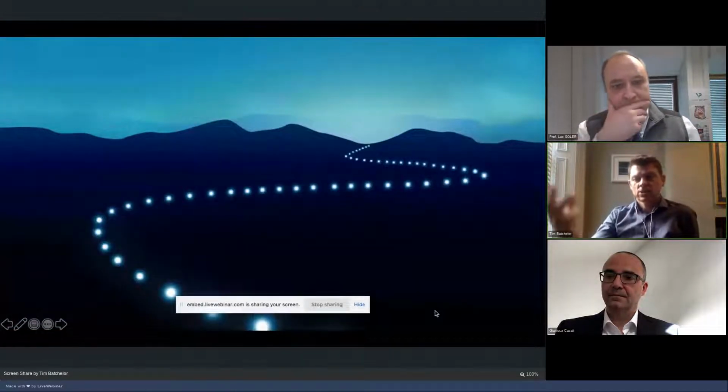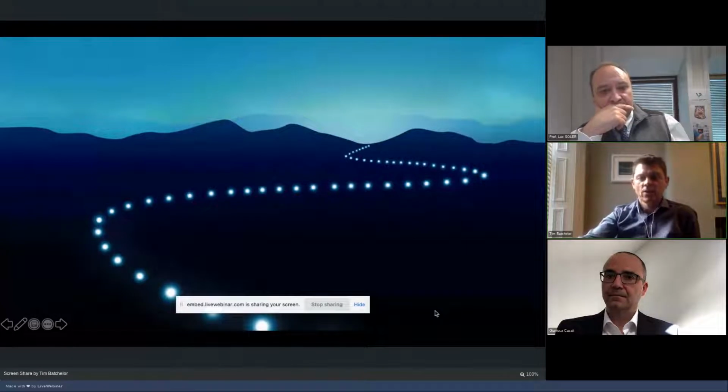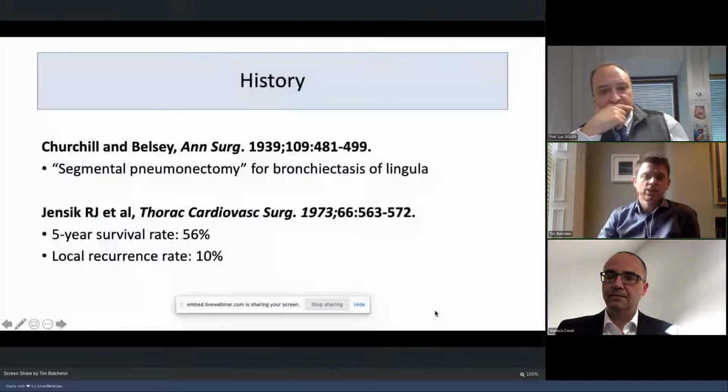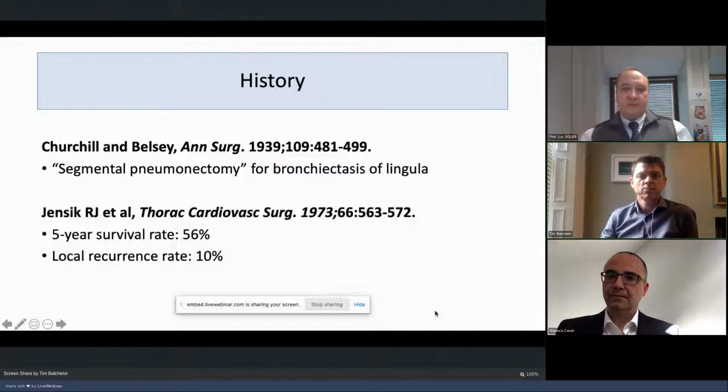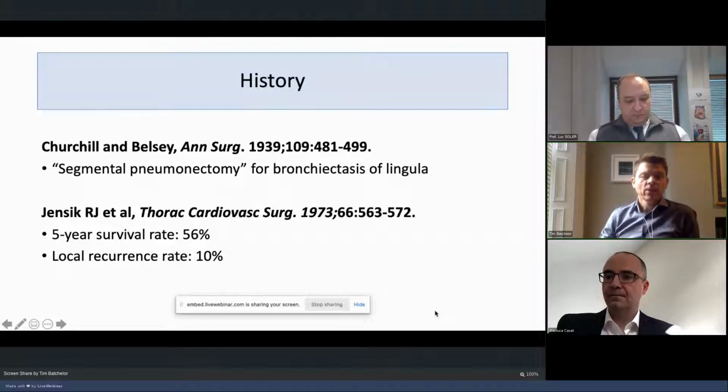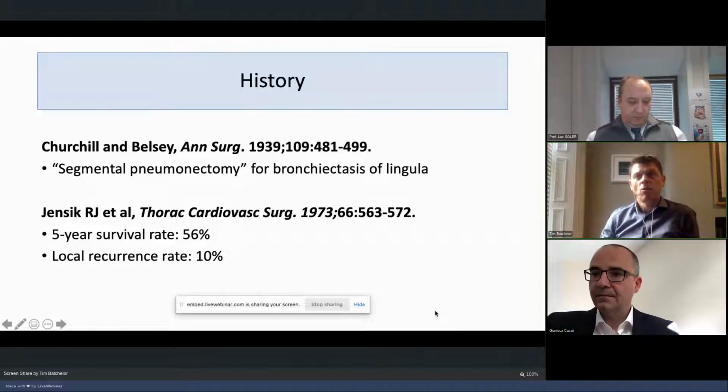So let's start by going on a bit of a journey then. This is a journey through the history of segmentectomy, trying to bring us up to the present day. So the first segmentectomy was actually described by Churchill and Belsey, two famous thoracic surgeons. What they called a segmental pneumonectomy was actually a lingulectomy performed for bronchiectasis back in 1939. And then the operation became more popular as surgery for lung cancer became more popular.